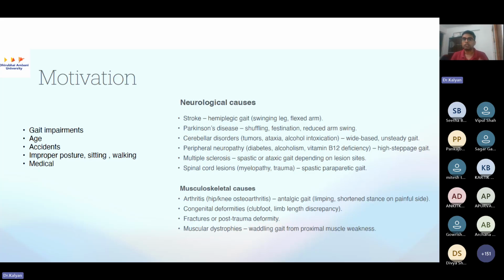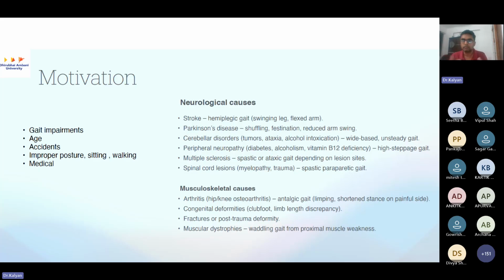There are also musculoskeletal causes, which is most common. We all know arthritis, which leads to antalgic gait, which is limping, with a shortened stance on the painful side. So your gait cycle is uniform on one leg, but it's not uniform on the other leg. There could be other congenital deformities, which we are not focusing on. There could be muscular dystrophies, and the kind of gait that comes up is waddling gait. You basically just keep moving back and forth.